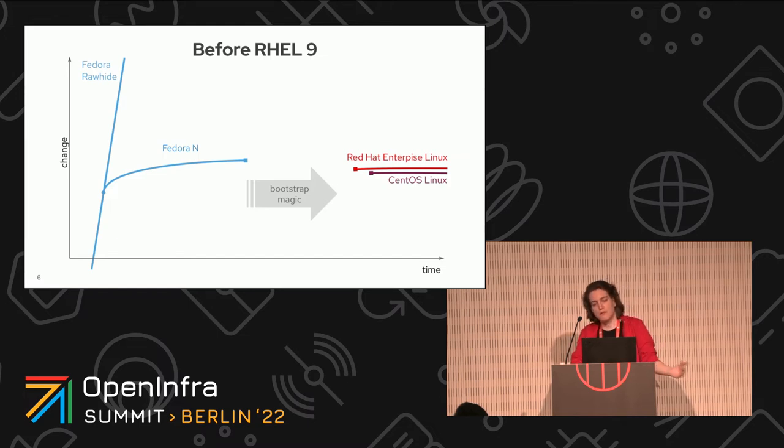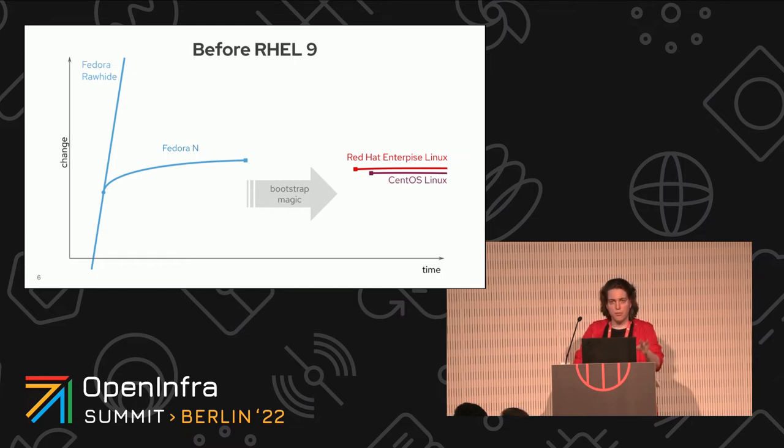So we have a certain stable version of Fedora from which we take the state, and then there is a complicated bootstrap magic, as I call it, which then leads to the appearance of a Red Hat Enterprise Linux release and the CentOS Linux release, which is just a rebuild of RHEL. And this kind of contradicts the previous attempt to represent a Linux distribution as a continuous thing. And this is exactly the area which we try to address with CentOS Stream and with the RHEL 9 change.